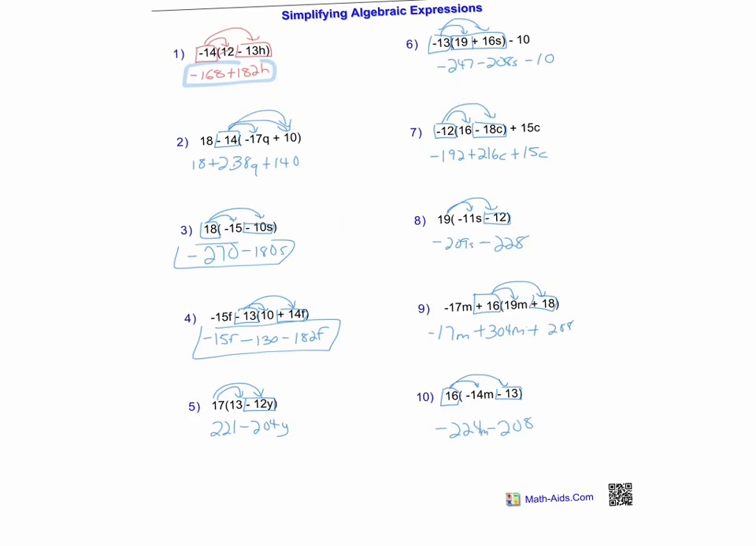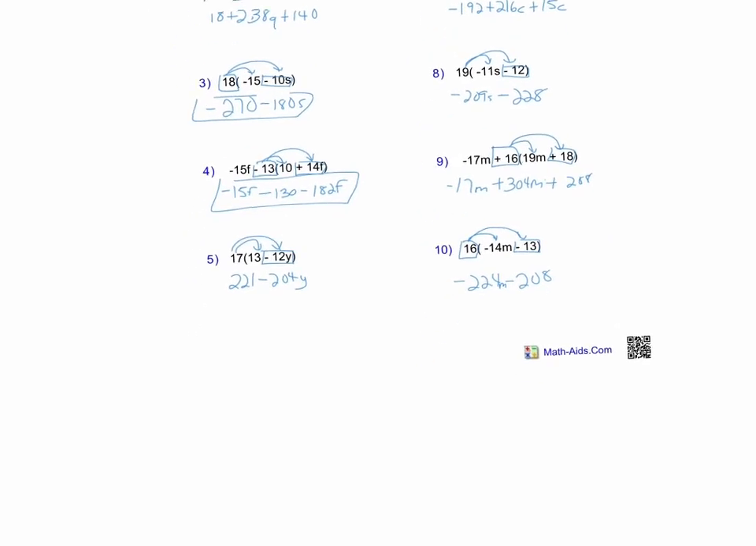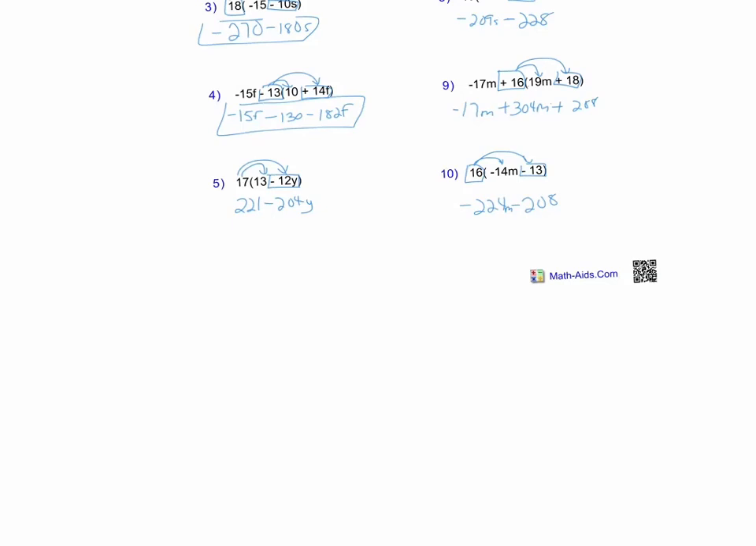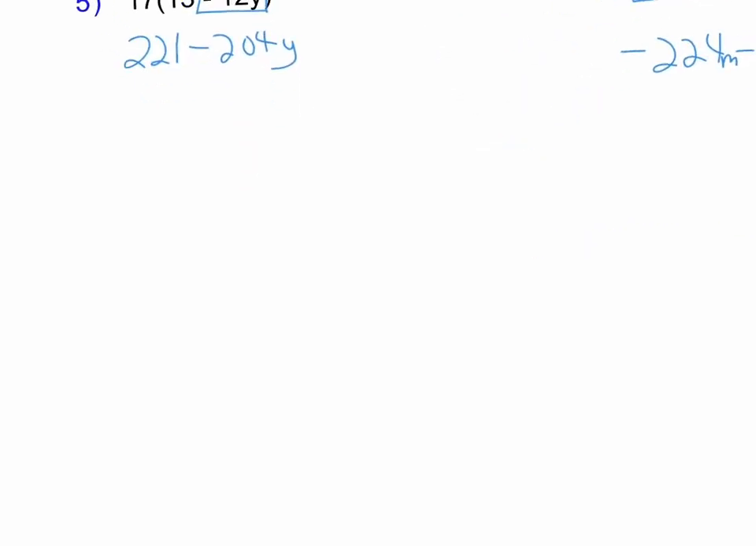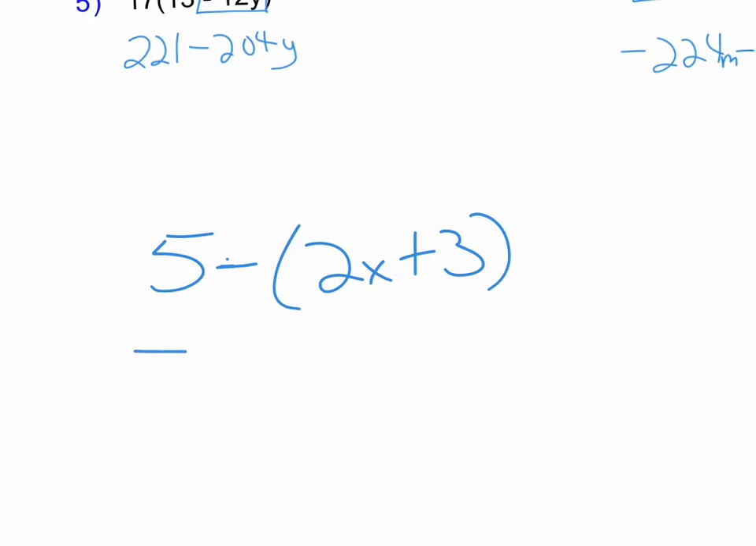All right, one last question we're going to go over before I complete this video. We're going to talk about a problem where there's just a negative sign. So 5 minus 2x plus 3. All right, so something that you need to know is that 5, nothing's being done to it, but that negative is in front of that parentheses. So there is understood a negative 1.